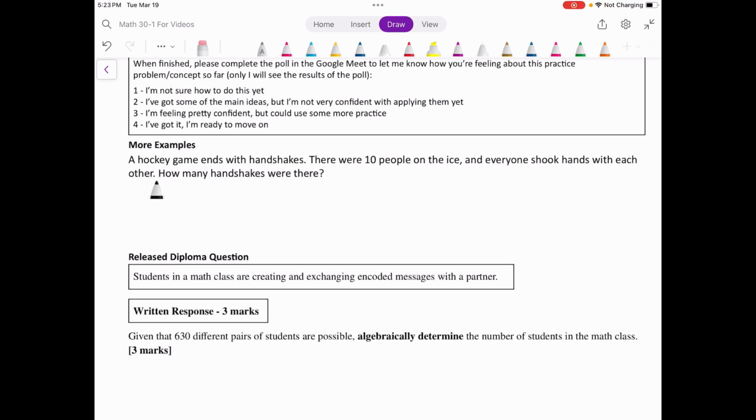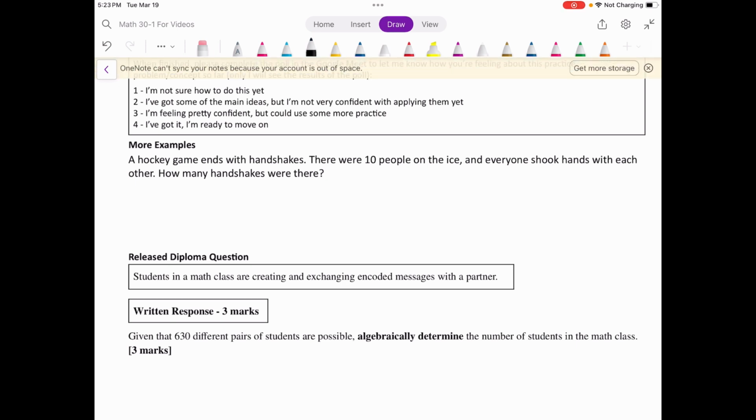So let's take a look at this one here. A hockey game ends with handshakes. There were 10 people on the ice and everyone shook hands with each other. How many handshakes were there? So you see what I mean? At first, that might be a little tricky to see. Is this a perm or a combination?